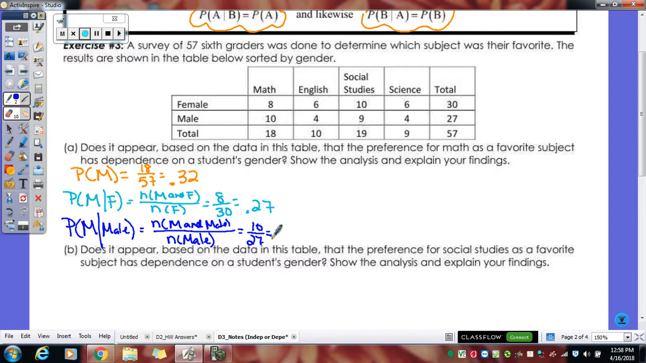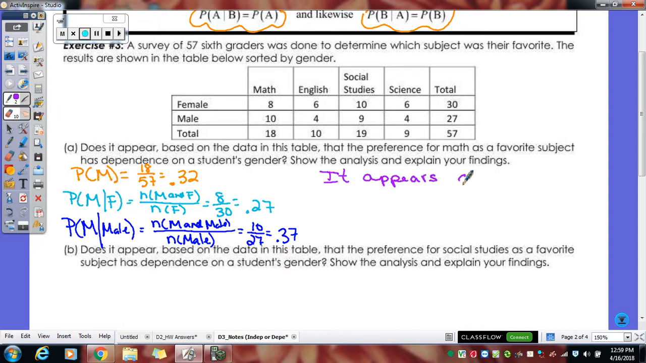Let's go ahead and divide. 0.37. So does there seem to be some dependence based on gender? Yes. How do we know that? That's not what I asked. How do we know? Oh, because they're different numbers. Well, yeah, but there were 30 females.